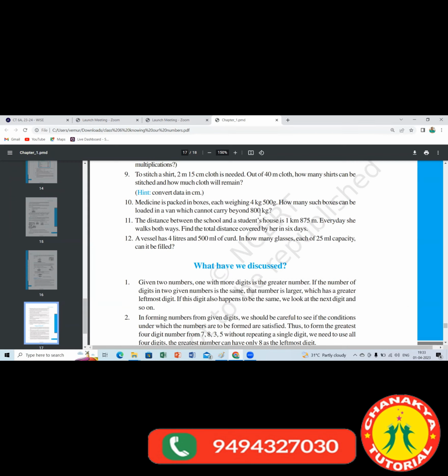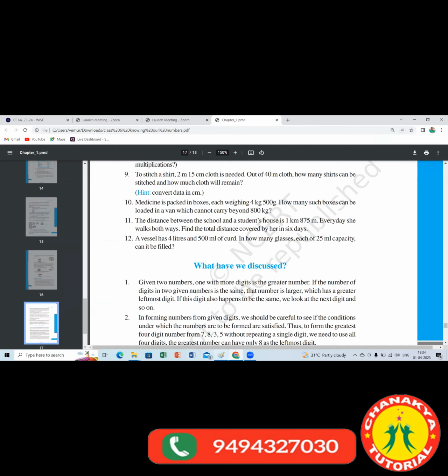Did you understand, or can I help you once again with the questions? Very good. See, medicine is packed in boxes. So we have a van. A van cannot carry beyond 8,800 kgs. It can carry only below that. If you keep more than that, it won't bear. That is the capacity of that van. So how many boxes can be packed? That's our question.